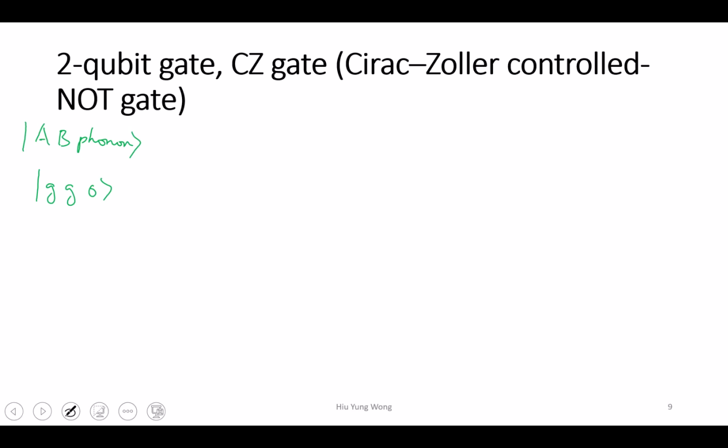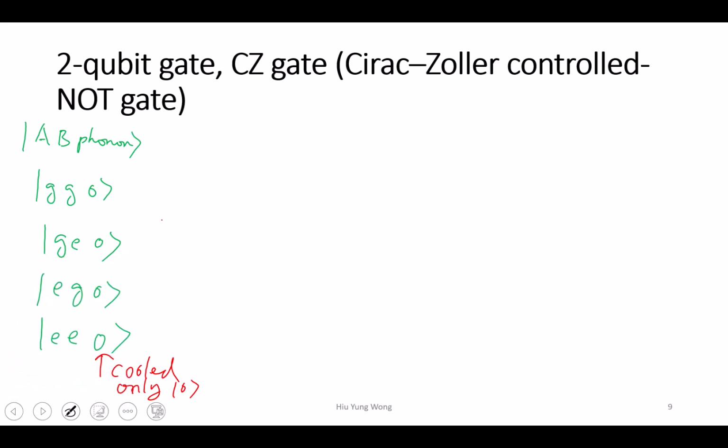So what are the possible states of A and B? GG, GE, EG, and EE. Is this okay? At the beginning, the phonon must be 0 because it's cool, right? We cool to very low temperature, less than 1 milli Kelvin. So probably it's smaller than the excitation energy of the phonon, or we say smaller than the energy you need to create 1 phonon. Okay, cool, right? So only 0.